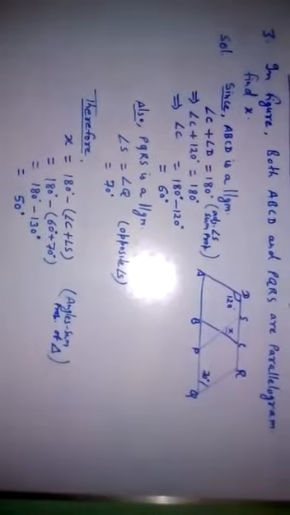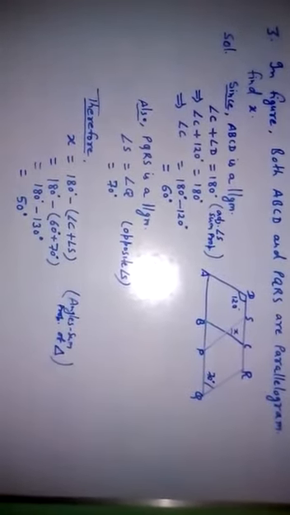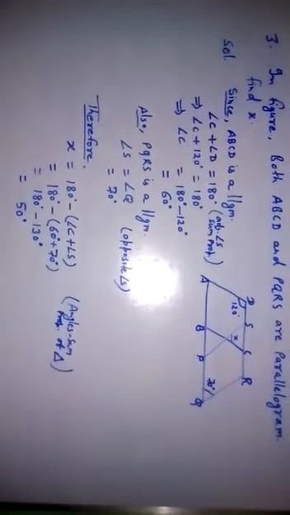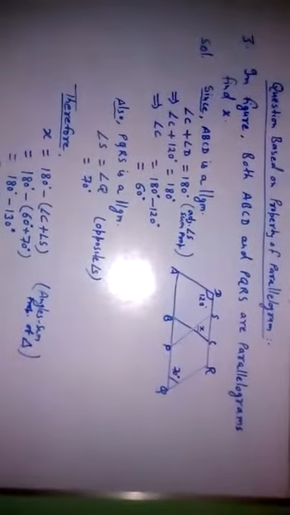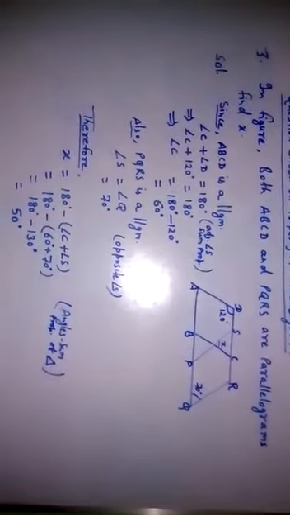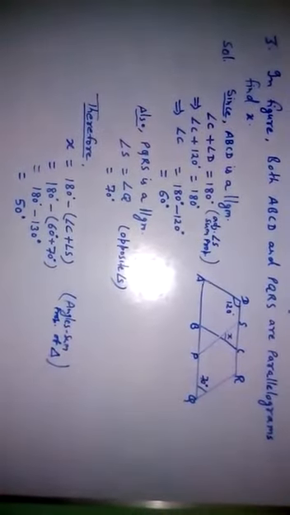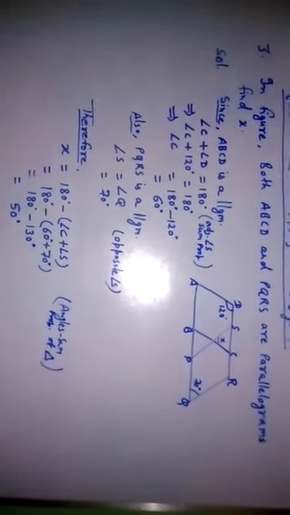The next question is to find the angles. See the figure, it is given. In figure, both ABCD and PQRS are parallelograms. Then find the value of x. How we find it? See the solution.